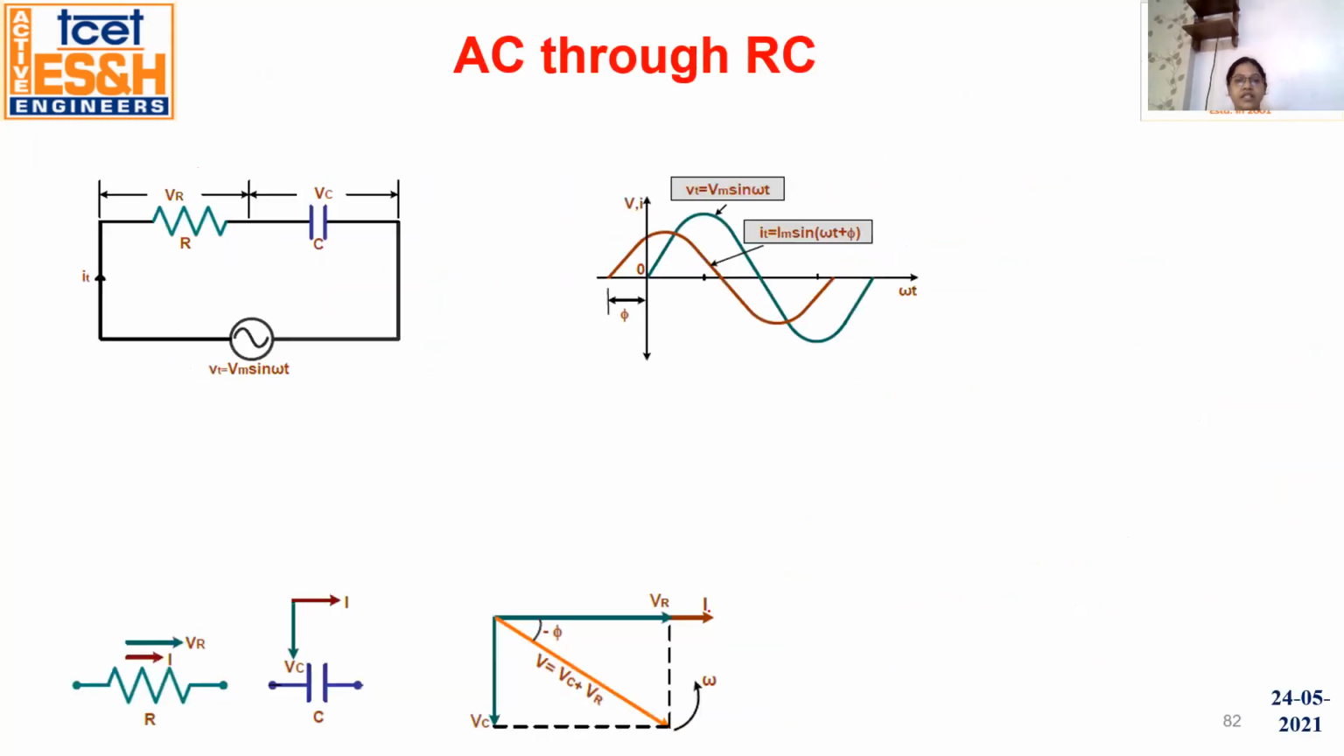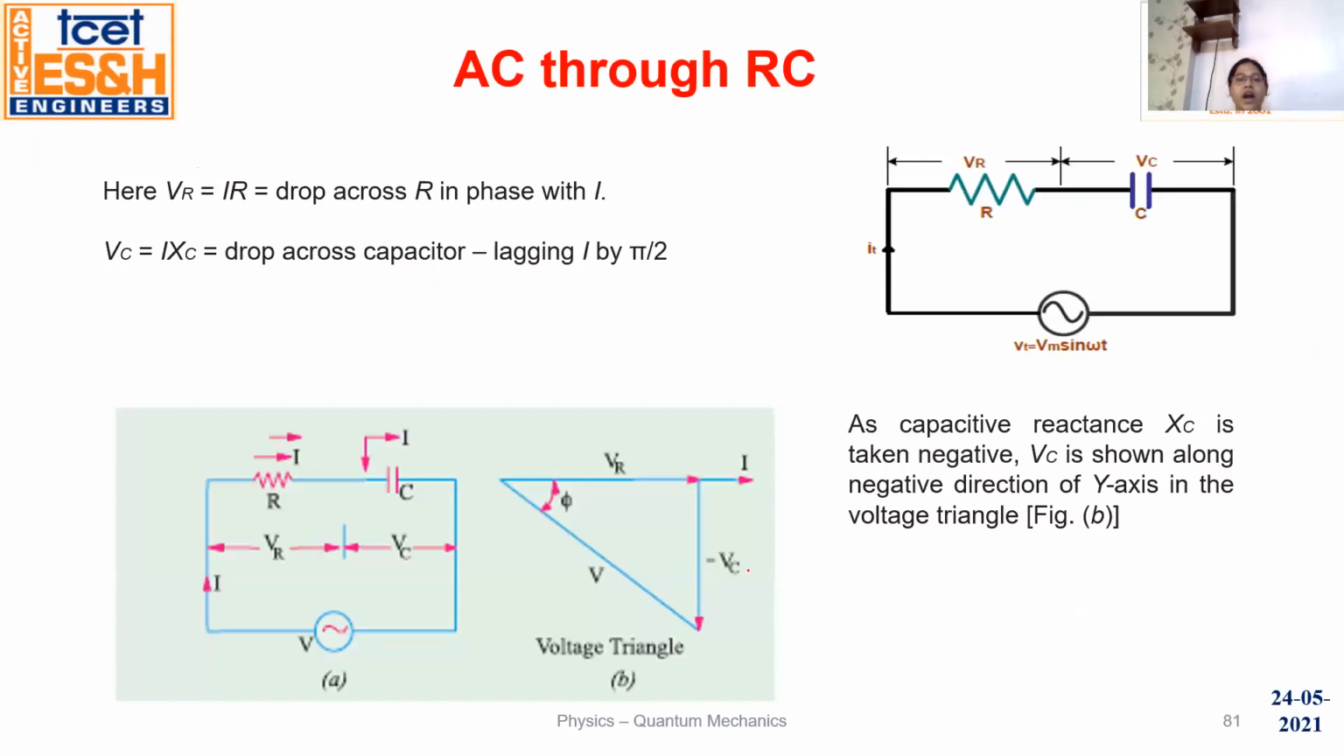Now the second case is AC through RC circuit. RC circuit is nothing but the combination of R and C. See here, the R is connected and the C is connected here. This is VR, the voltage across resistance, and this is VC, the voltage across the capacitance. And this is the supply voltage. Instantaneous voltage is equal to Vm sin omega t. So this is the circuit representation.